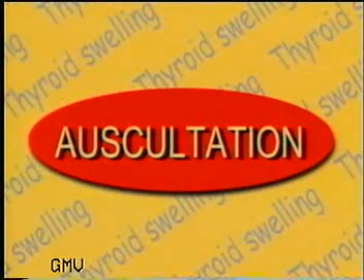Auscultation. Auscultate over the swelling, paying more attention at the upper poles for a systolic bruit. Bruit is diagnostic of primary toxic goiter and is due to markedly increased vascularity of the gland.